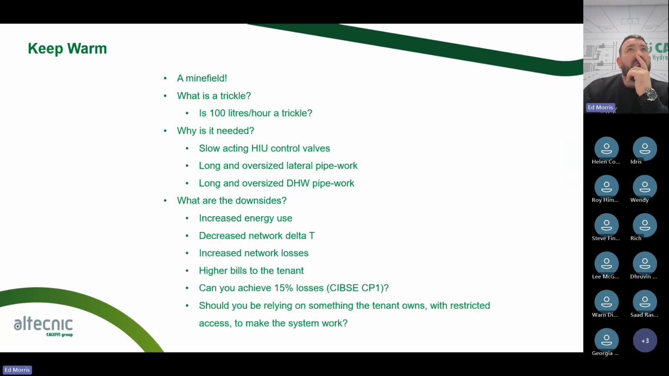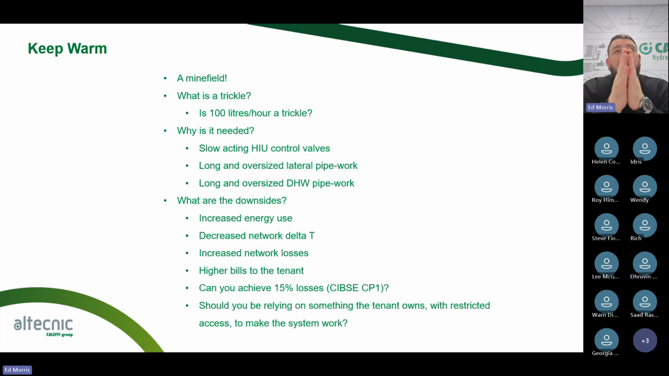We spoke a lot about keep warm. Is it needed? It really is a minefield when it comes to keep warm. We look at trickle bypasses or trickle keep warm functions. Is 100 litres an hour a trickle? I don't know. It's for you to decide. I don't think I'd want 100 litres an hour dripping onto my carpet at home. So it's probably a substantial amount of water.